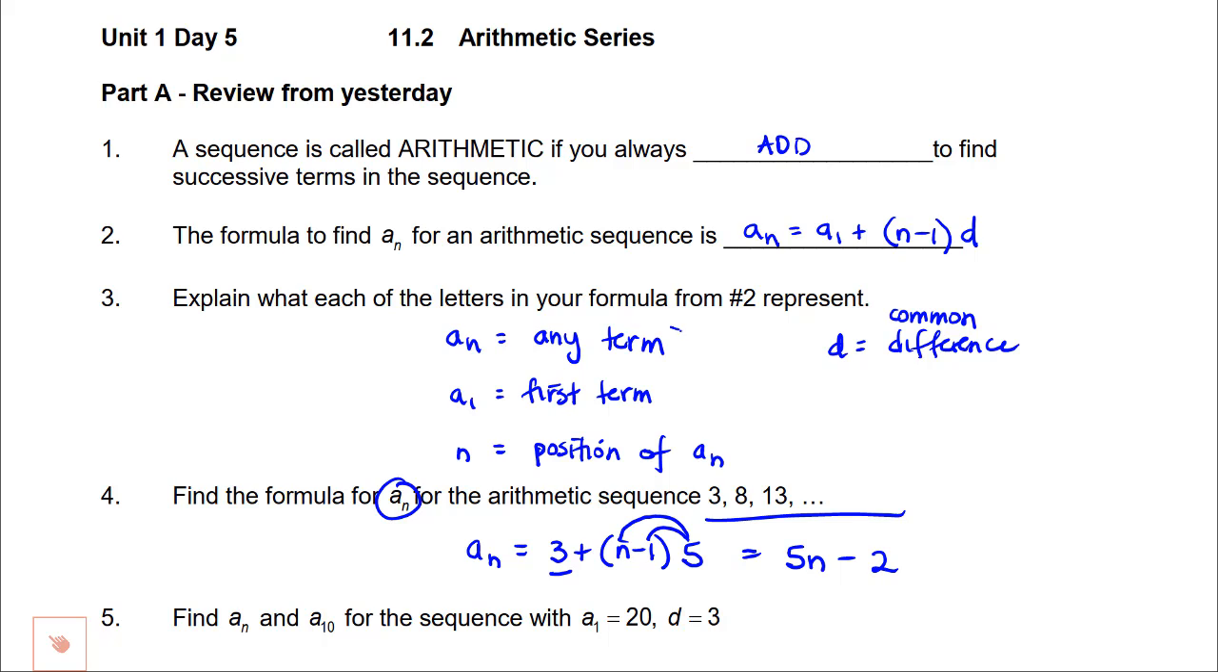Which means to find any term, if I plug in 7, I'll get the 7th term, right? Okay. So you do 5.